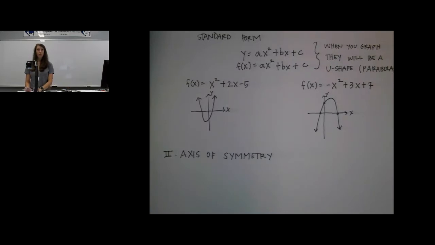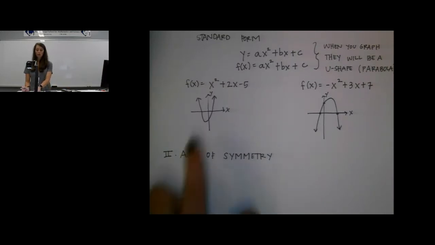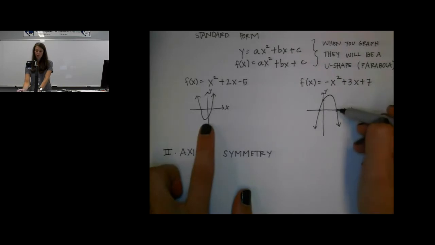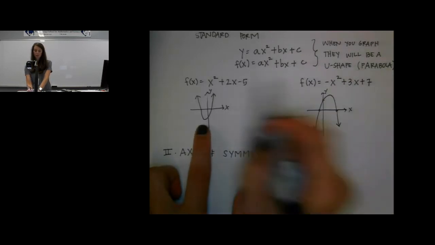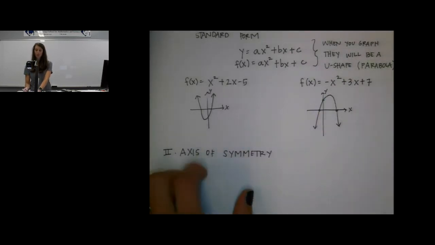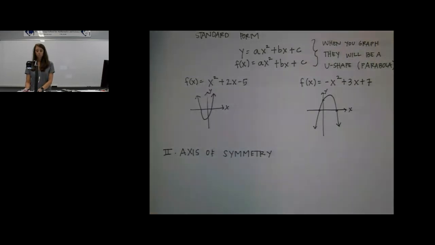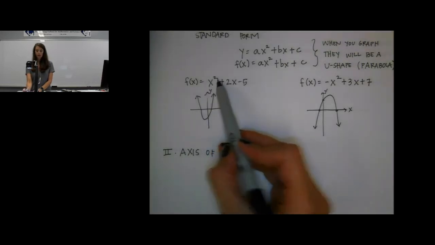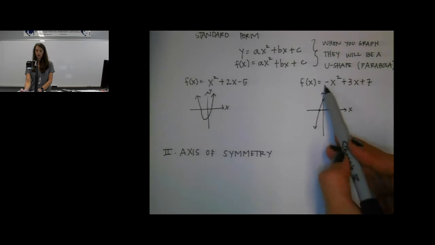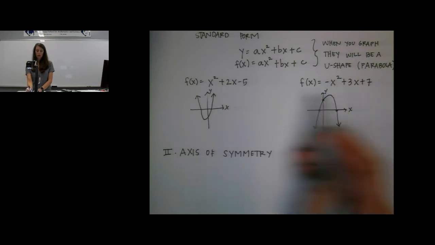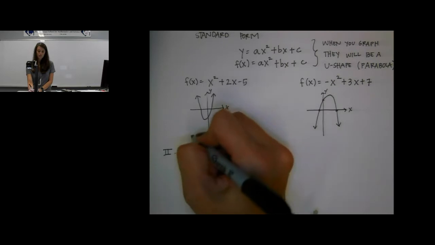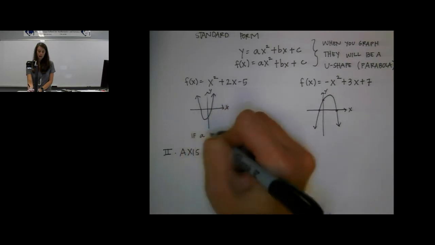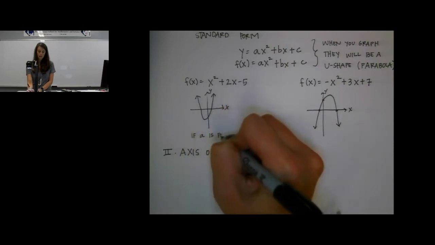So now let's compare these two. Why do you think this one is opening up and this one is opening down? What is the difference between these two functions? This one right here is a positive x squared, and this one is a negative x squared. So if a is positive, it will open up.